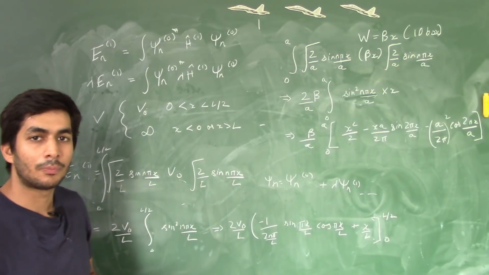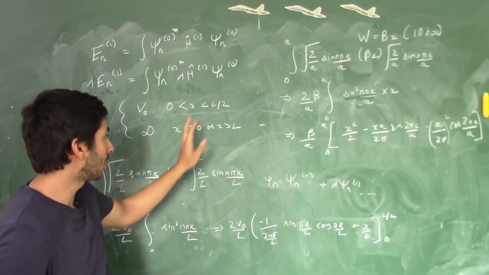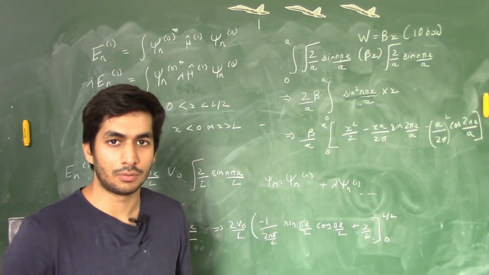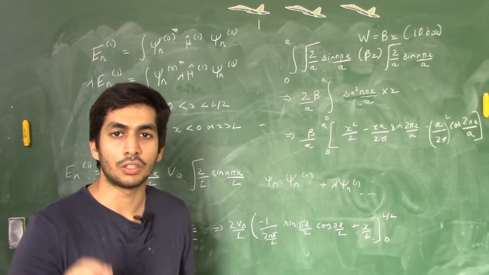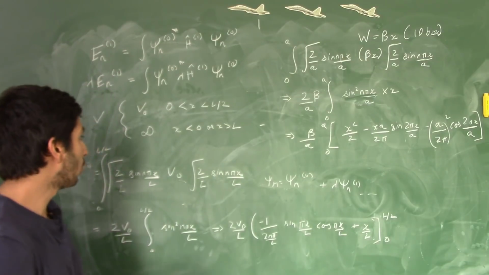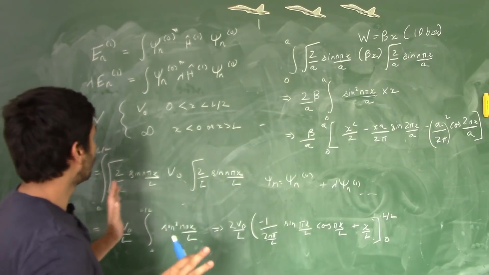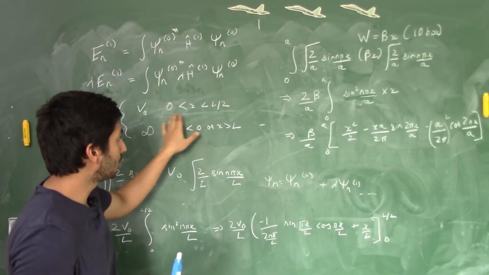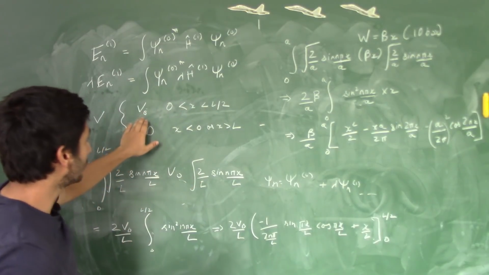So there's some kind of perturbation which is equal to V0 between 0 and L by 2. So we need to find the first order perturbation for the ground state, right? In the question it was asked the first order perturbation for the ground state. Now, the perturbation is given to us between 0 to L by 2, and the perturbation value is given to us as V0.